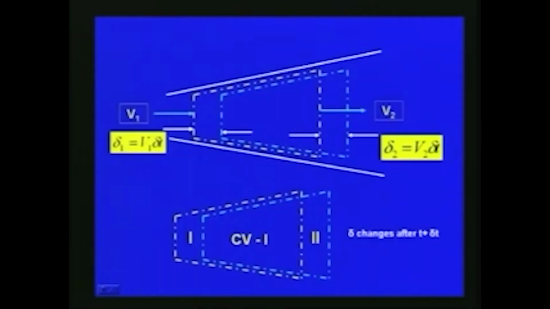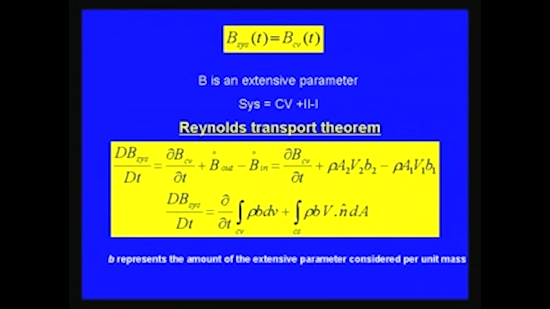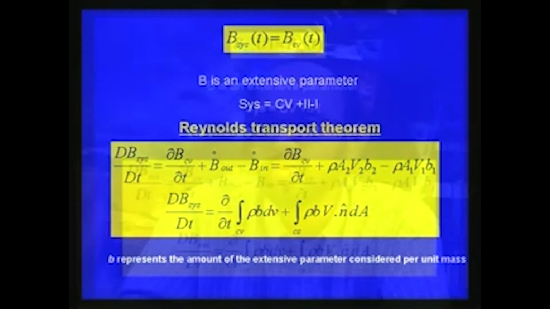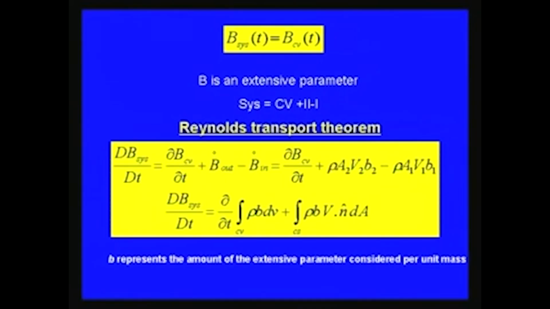As we have seen here, V1 is the velocity at this section and V2 is the velocity at this section, and the control volume is considered here. Now, for the extensive parameter which we have described, according to the Reynolds transport theorem, we can write dB by dt with respect to the system as del B CV by del t plus the changes taking place with respect to the inflow and outflow, B out minus B in. That is, with respect to time, how much is coming into the system and how much is going out of the system. That is the Reynolds transport theorem.